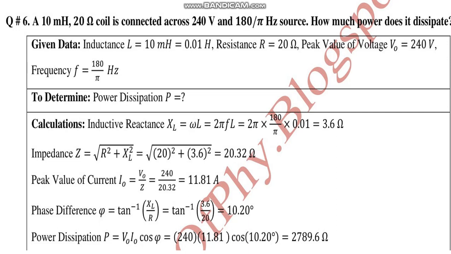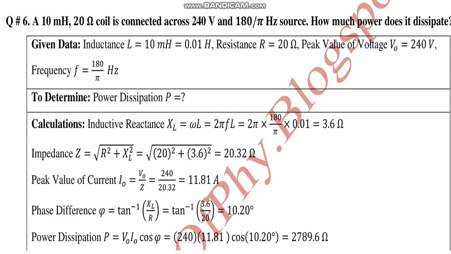Peak value of the current has a formula V naught over Z. If we put the value in here, V naught is 240 volts, that's given in the question, and Z is 20.32. After dividing both values, we get the answer 11.81 ampere. Phase difference phi is equal to tan inverse XL over R.